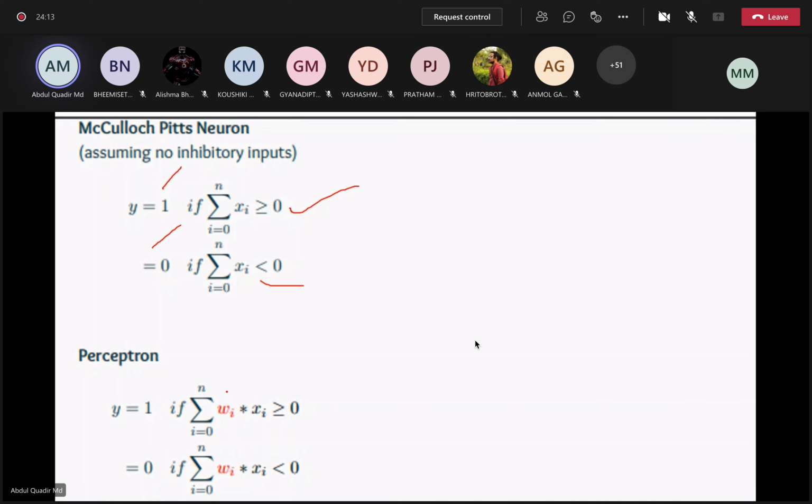What about the perceptron, students? Summation of wi into xi. If it is greater than 0, it is firing 1. If it is less than 0, it is firing 0. That's all. Very simple, right? One more thing I can add: we can add an x0 equal to 1 and w0 equal to minus theta.